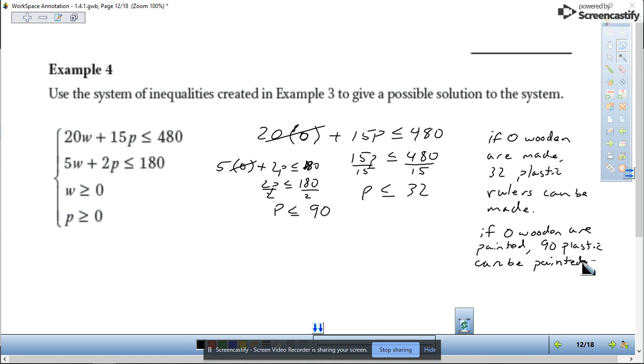Okay? What I want you to try and do on your sheet of paper is figure out the max number of wooden that can be made and painted given this context. All right? So, good luck with that, and then good luck on your task. Ask me if you need help.